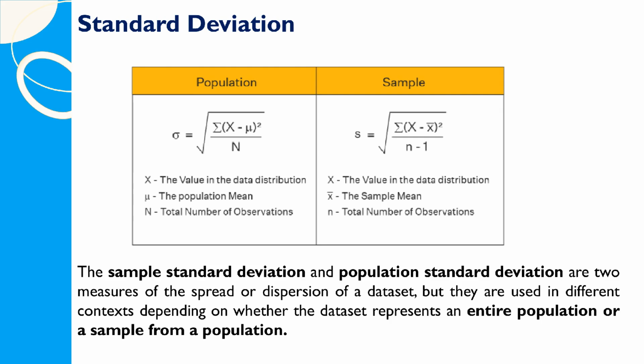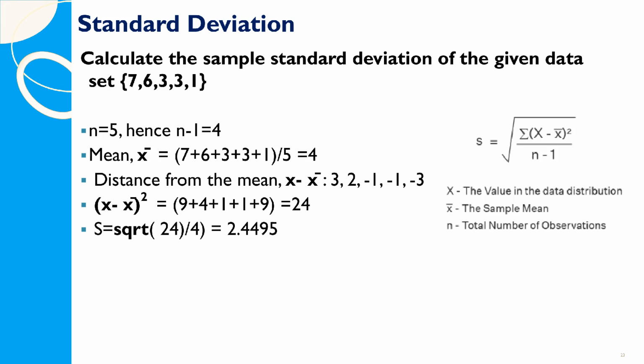The sample and population standard deviations both measure data dispersion but differ in application. The population standard deviation applies to entire datasets, while the sample standard deviation is used for subsets of data. The sample standard deviation includes a correction factor to account for the fact that it's based on a sample rather than the whole population.